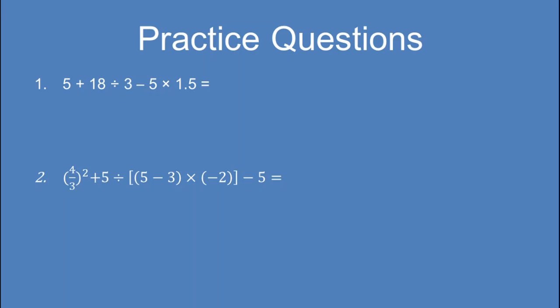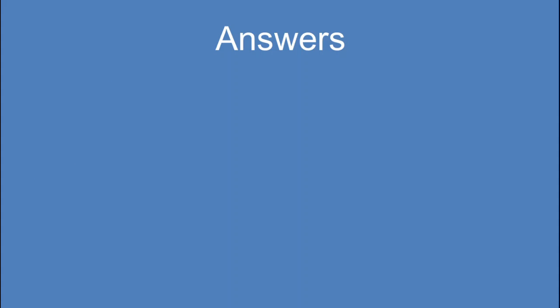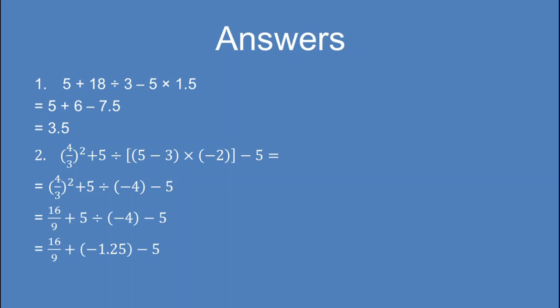There are 2 of them, the second one is harder. You can pause the video now. Here are the answers, with each of the steps shown. These are the steps for question 1, which leads to 3.5, and the steps to question 2, which lead to a rounded answer of -4.47. We'll show rounding in a separate video.